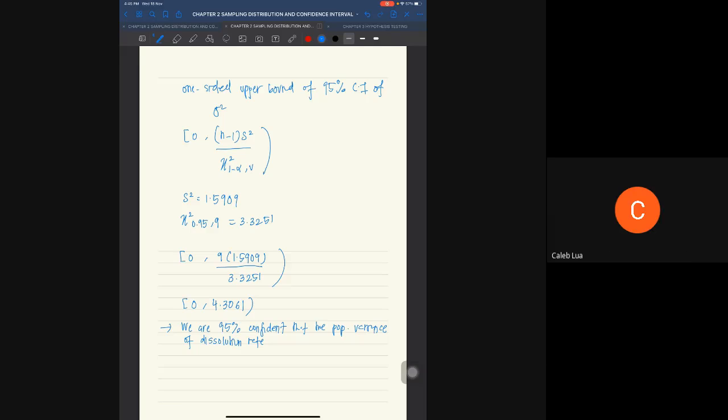Because variance has no unit. Variance is dimensionless, so there is no unit to represent variance. But if you calculate for sigma, the unit must be there. So the dissolution rate variance is between 0 and 4.3061. Any questions?